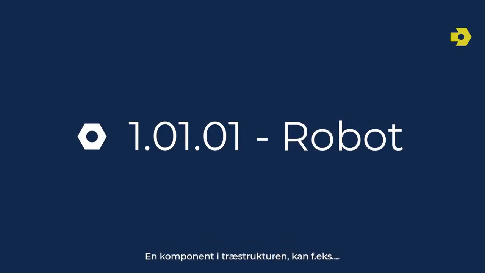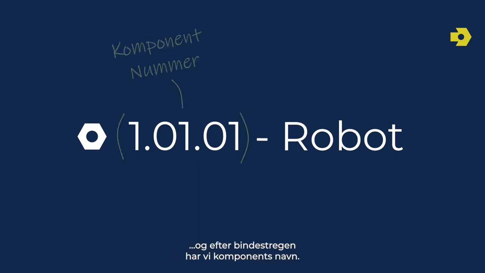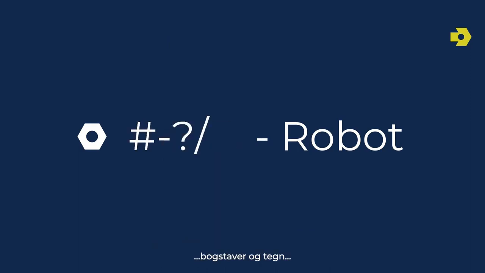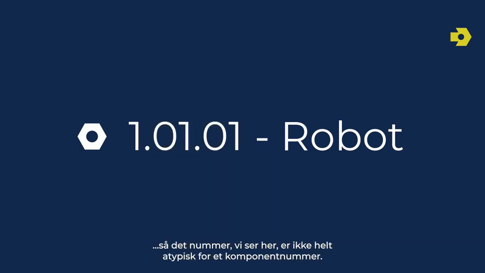A component in the tree structure can, for example, look like this. Before the hyphen, we have the component's number, and after the hyphen, we have the component's name. It's called a component number, but it can actually contain both numbers, letters, and symbols. So the number we see here is not entirely atypical for a component number. The numbers can tell us various things about the component.